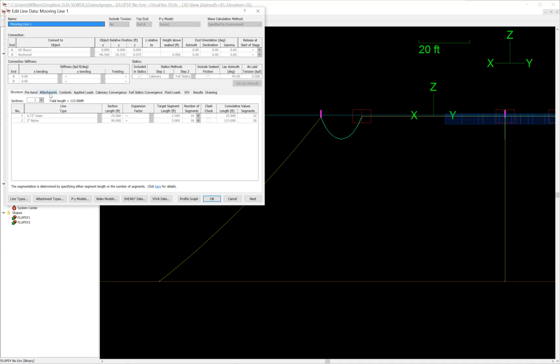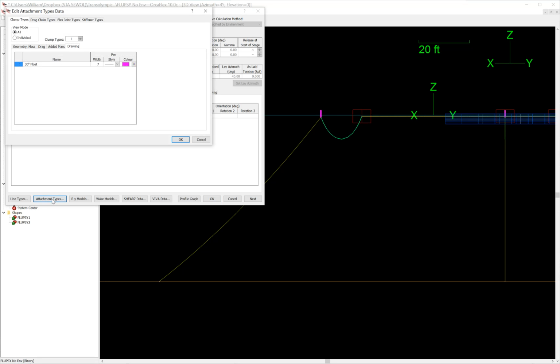So the attachments on the line is just one, this 30-inch float. It's attached at 25 feet from end A, which is where the chain ends. And the attachment type, it's a 30-inch float. It's colored like that. It's got a width of 7 on just the drawing.